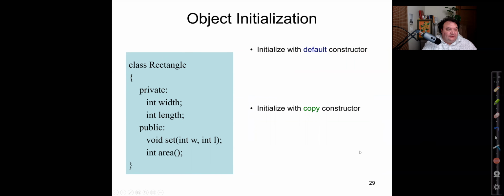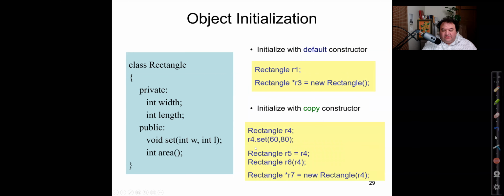So one can initialize a new object with the default constructor. If you do a new, or if you define a static variable, the default constructor is being called. A copy constructor instead is being used if you create an object, an instance of the class, and then you start creating a new copy. So in this case, for example, rectangle R5 equal R4. This is assigned at creation, so it is going to call the copy constructor.